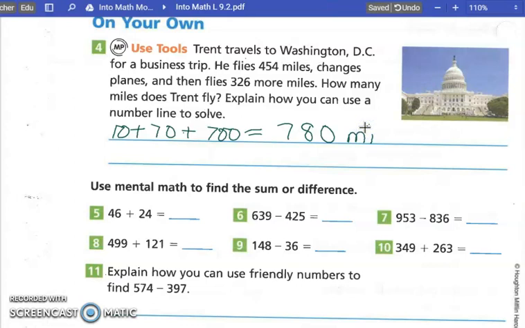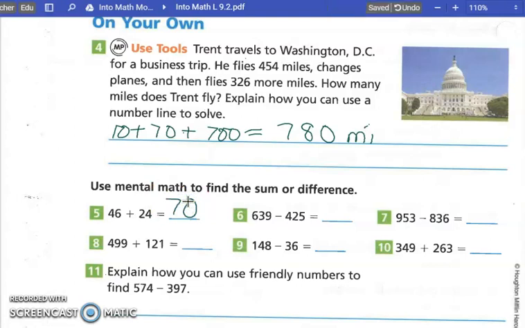Okay? This says use mental math. Well, what do I know about 6 and 4? They add to make 10. So we have one group of 10. What is 4 plus 2? 6. So if I add one more group to 6, I have 70. So I have 70.